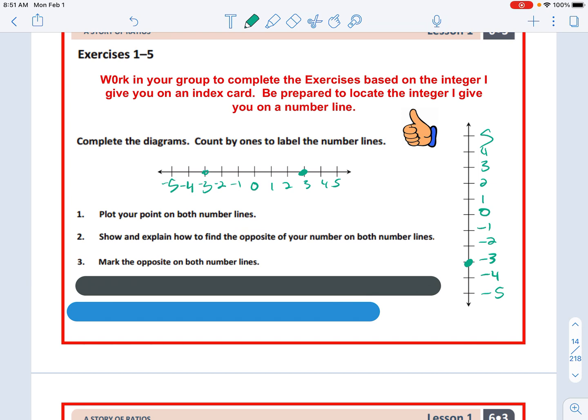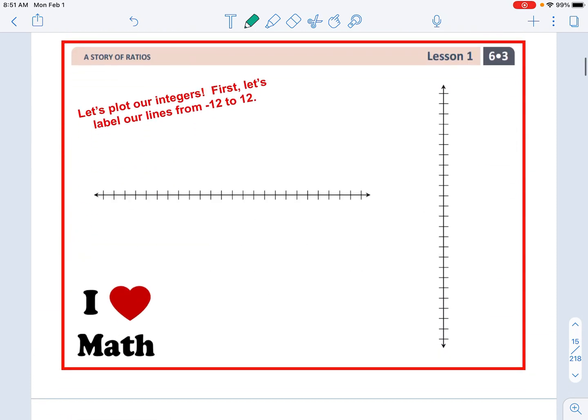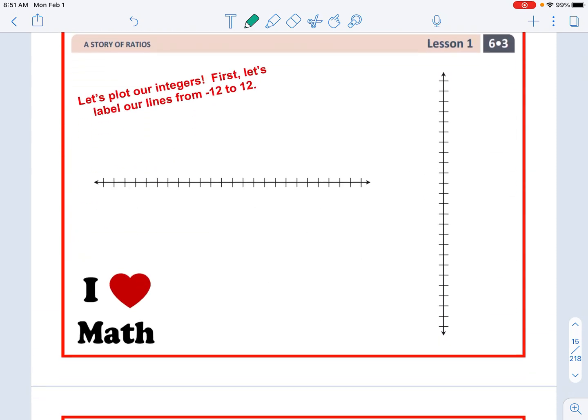To explain it, start at 0, count 3 units to the right, and then mark the opposite on both number lines. So we're going to mark the opposite on both number lines, and the opposite is 3 and negative 3. Those are opposites.